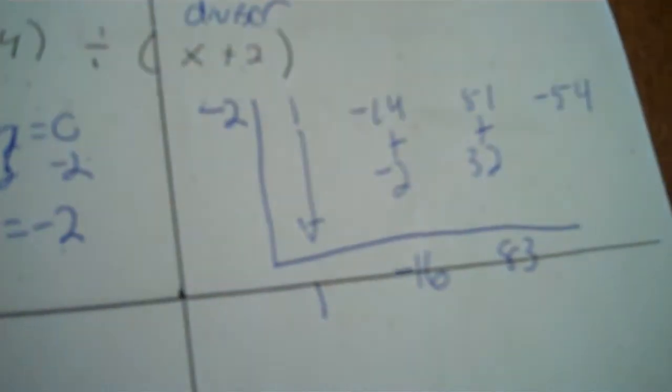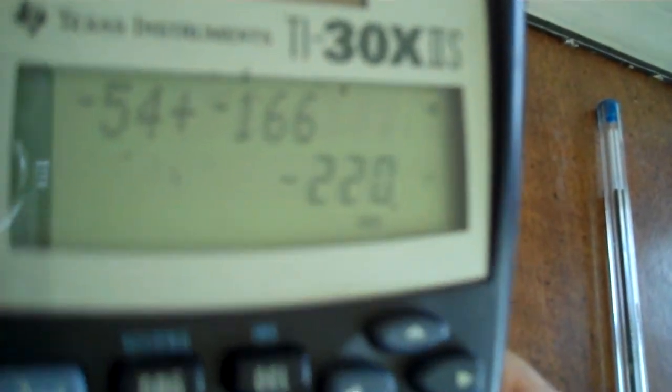Okay, so I would drop my 1. 1 times negative 2 is negative 2. And I add to negative 14. Negative 14 plus negative 2 is negative 16. Negative 16 times negative 2 is 32. So 51 plus 32 is 83. 83 times negative 2 is negative 166. Now obviously I get a pretty high remainder, and that's okay. Negative 220.